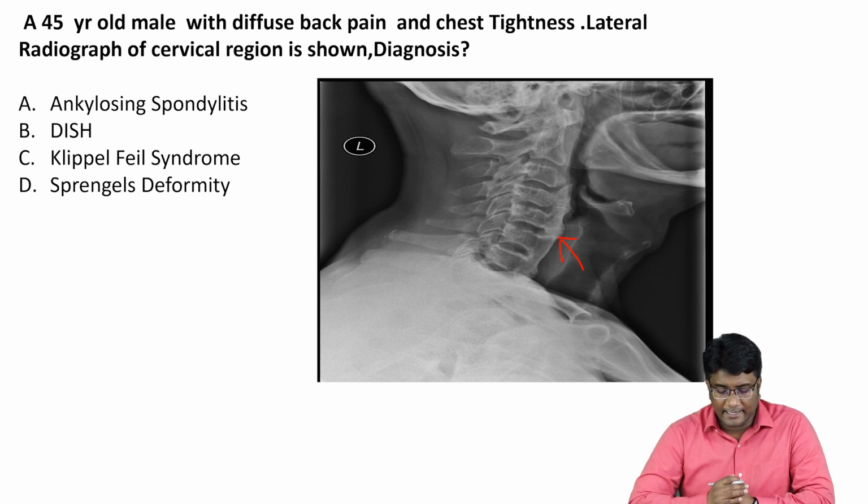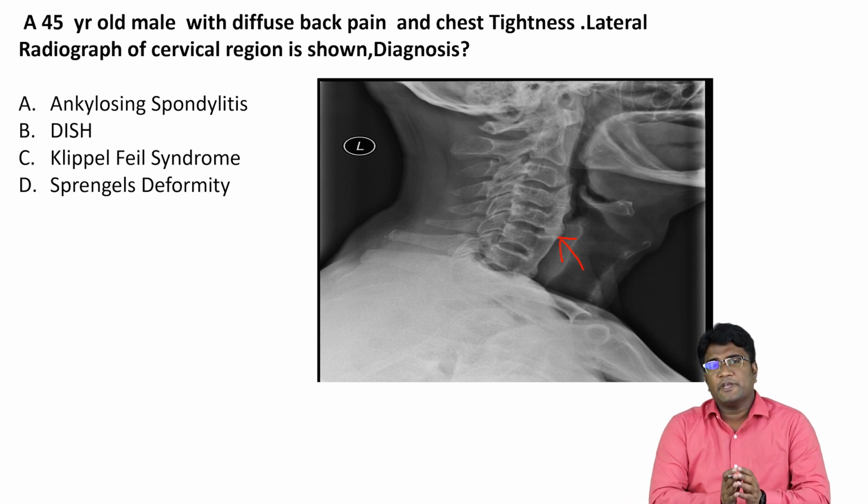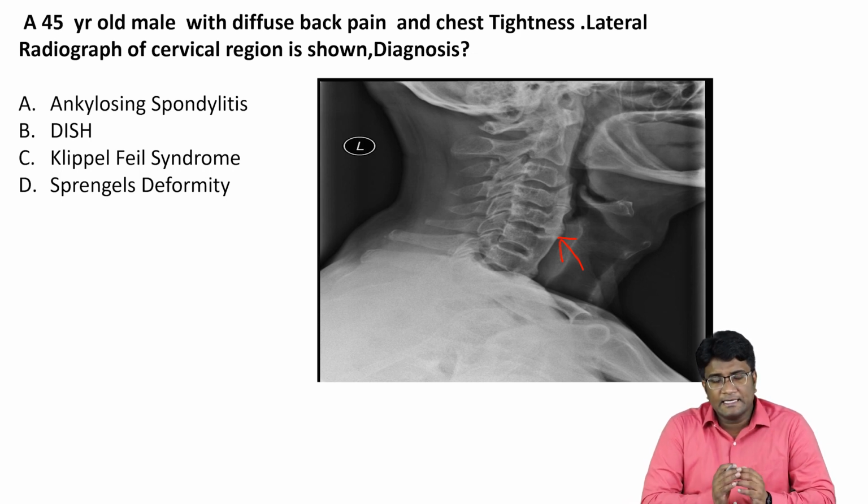The options are Ankylosing Spondylitis, DISH. What does DISH stand for? Diffuse idiopathic skeletal hyperostosis, Klippel-Feil syndrome, or is it a Sprengel's deformity? Now, before we come to the correct answer, let's try to break this down. Let us try to understand the imaging finding of all of these options given here.